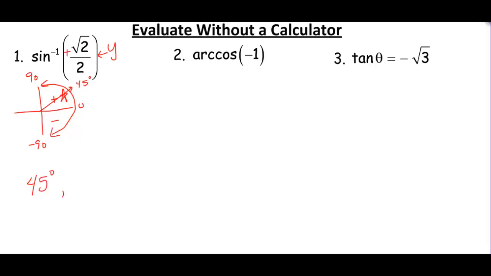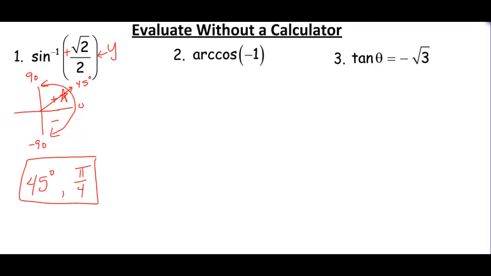What radian measure is at 45 degrees? That's pi over 4. So when I ask this original question, what angle has a y value or a sine value of root 2 over 2? That's 45 degrees and pi over 4. If we look at our second example, I'm asking for arc cosine, which means inverse cosine of negative 1. So this question is asking, what angle has a cosine value of negative 1?